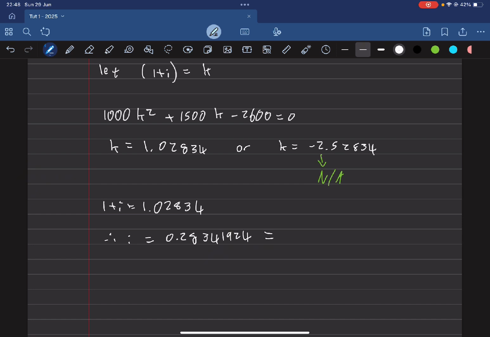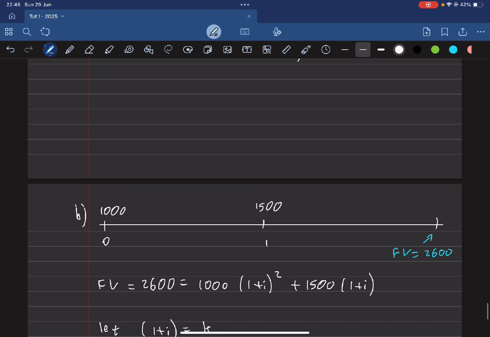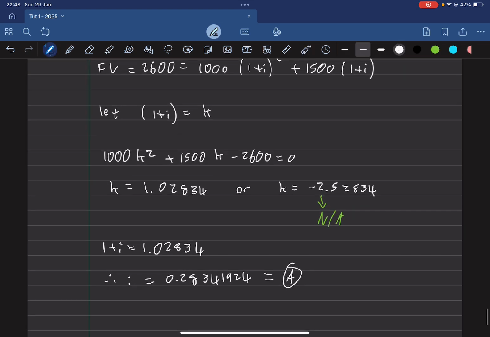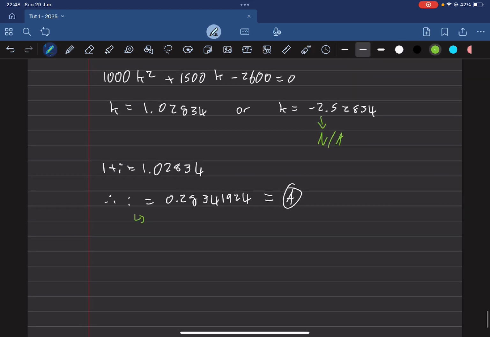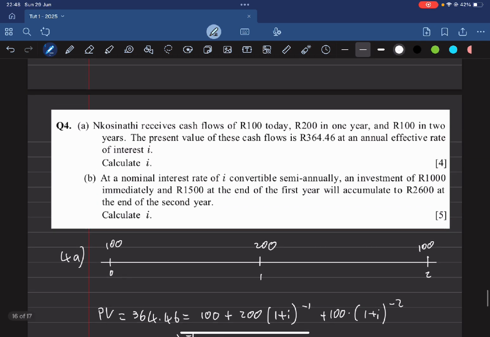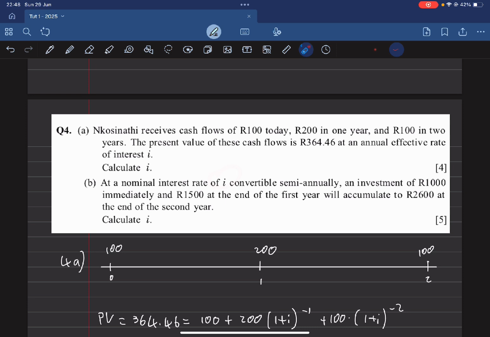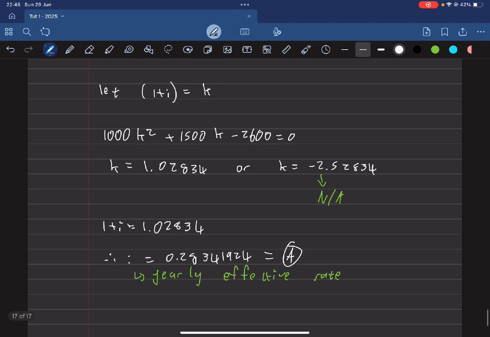341924. Cool. And we'll save that as A because we're going to have to do a little bit of stuff to this. So we've got this I. Let's write down what this is. This is our yearly effective rate. Okay, we got a yearly effective rate, but we don't want that. The question is asking for I, and it says it's convertible semi-annually, so it's a nominal rate. Cool. So we basically want to convert this to a nominal rate.